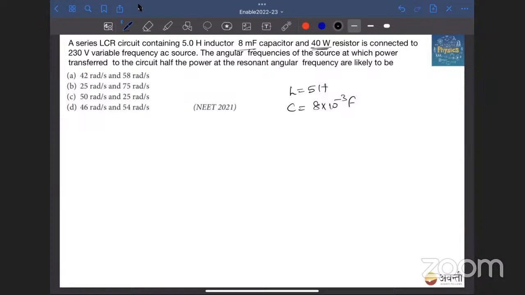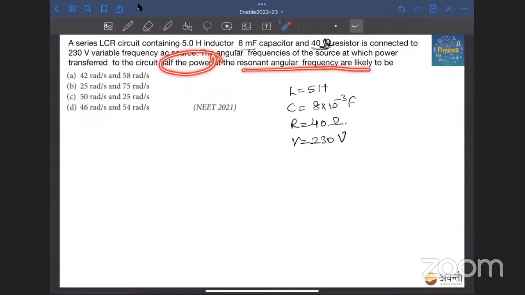It is 40 ohm. So resistance is 40 ohms. It is connected to a 230 volt variable frequency source. So voltage is 230 volts. The angular frequencies of the source at which power transferred to the circuit is half the power at the resonant angular frequency are likely to be.